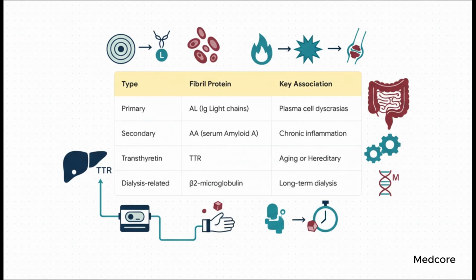Next is secondary amyloidosis, or AA type. The precursor here is serum amyloid A, a protein your liver pumps out during inflammation. So it makes sense that you see this type in patients with chronic inflammatory diseases like rheumatoid arthritis or Crohn's disease. Then there's transthyretin amyloidosis, or ATTR. This can be hereditary or it can be just a consequence of aging. And finally, dialysis-related amyloidosis. This is caused by a protein called beta-2 microglobulin that doesn't get filtered out well by dialysis, so it builds up over years and years.